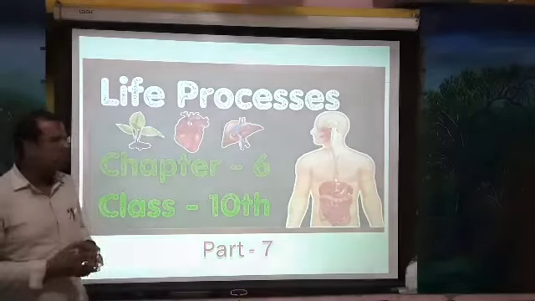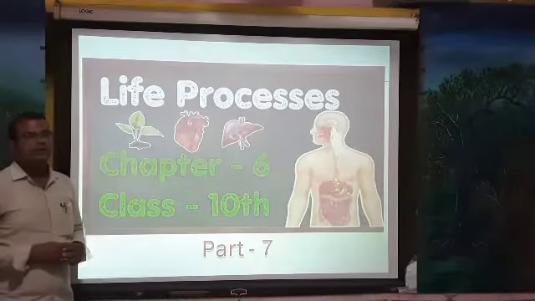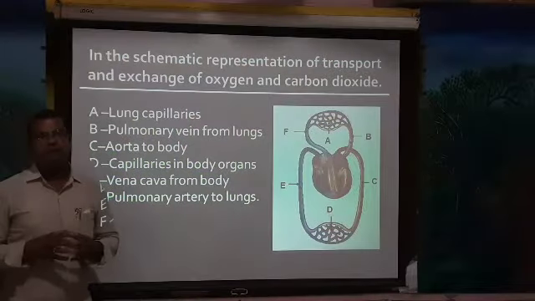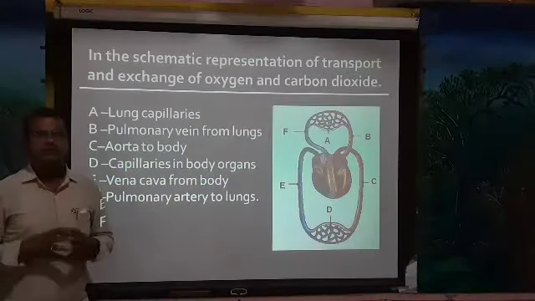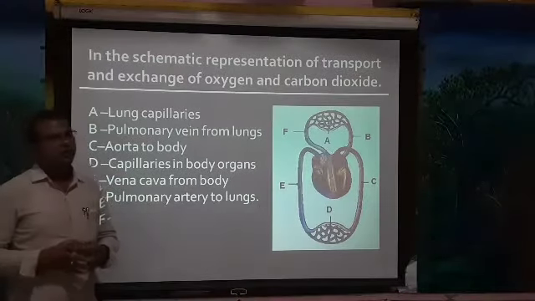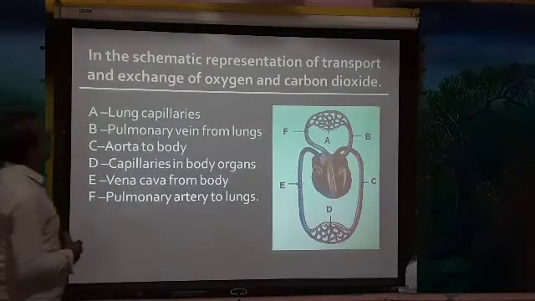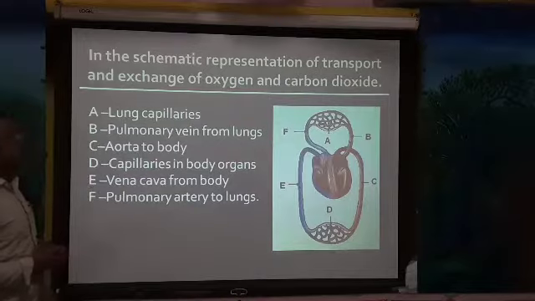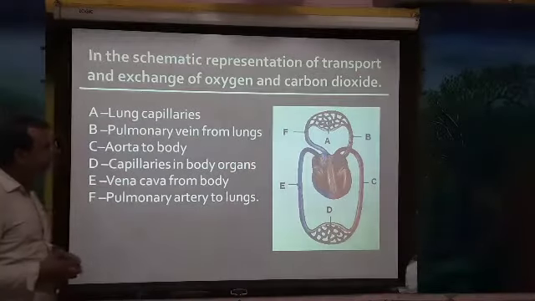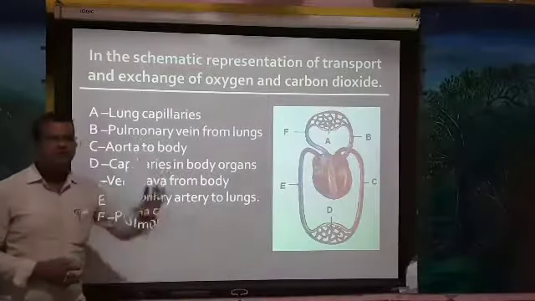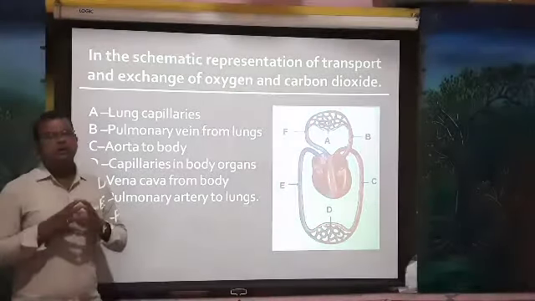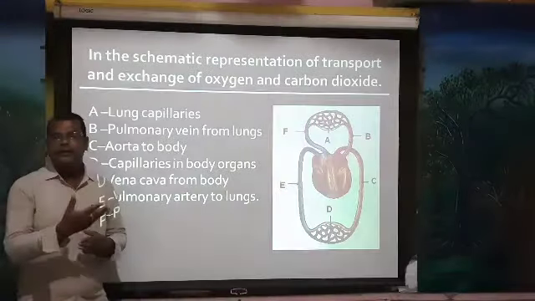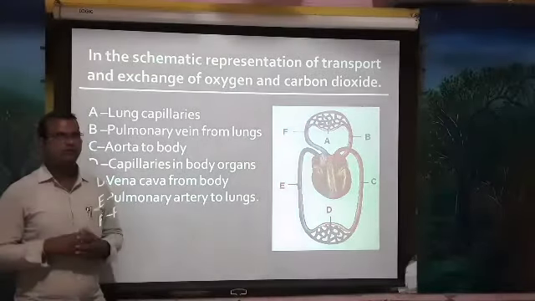As we are discussing the chapter called life processes. In part 6 we discussed the human heart and its mechanism in detail. In today's part 7 we are going to discuss the next part of the chapter, that is the schematic representation of transport and exchange of oxygen and carbon dioxide. This diagram gives us an idea of how oxygenated blood and deoxygenated blood circulate into the heart and from the heart to the different parts of the body.